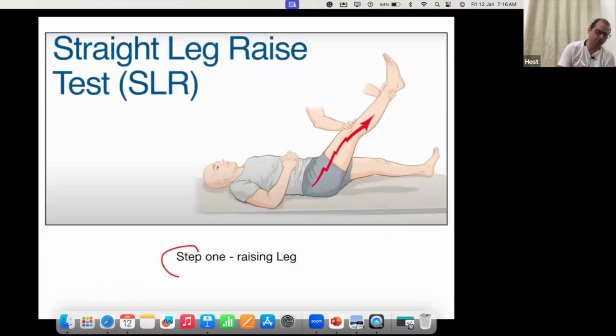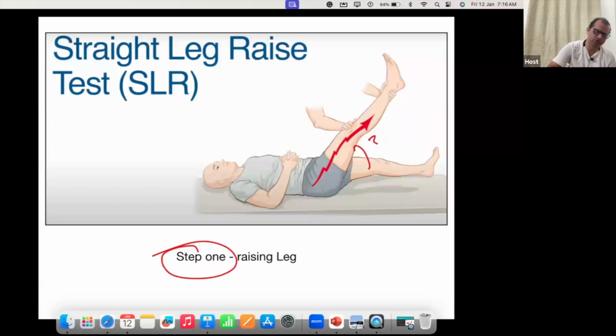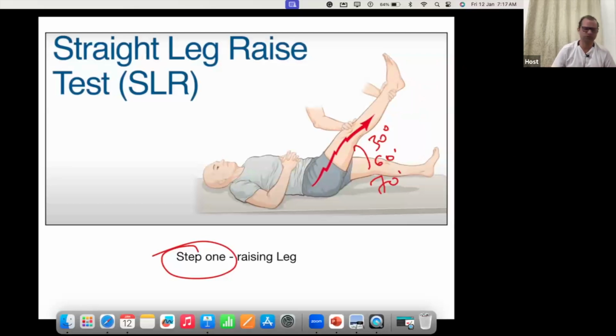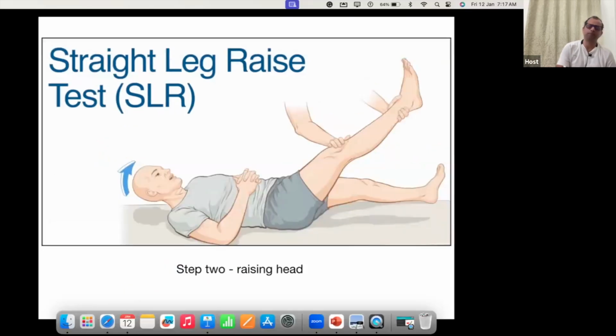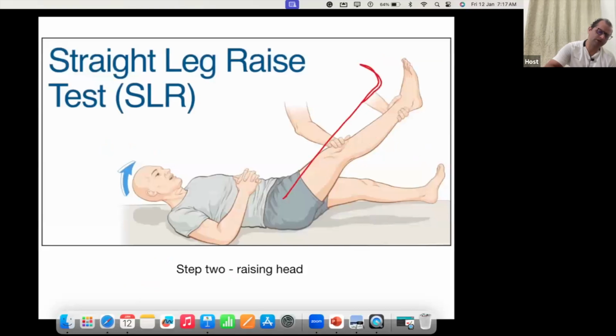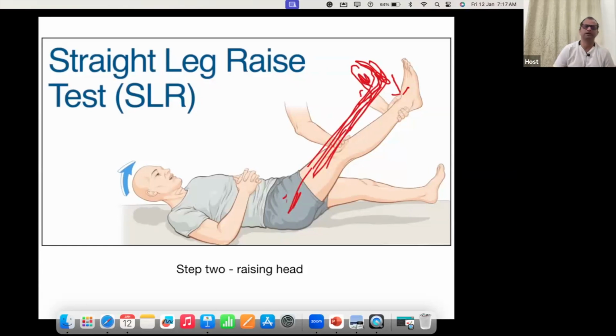So step number 1, raising the leg, and pain will be produced at the 30 degree, 60 degree or 70 degree angle. So the test is positive. This is step number 1. Step number 2. If the pain is coming when we raise the leg, then we bring the leg a little down, about 10 degrees back. So now the patient is comfortable, now no pain.